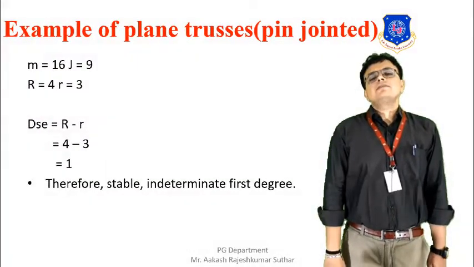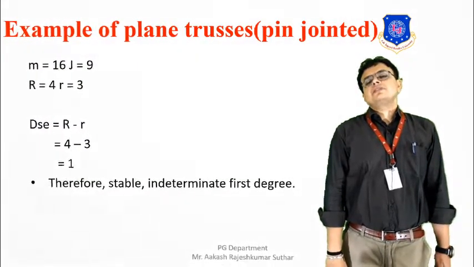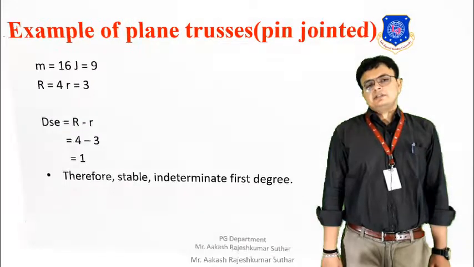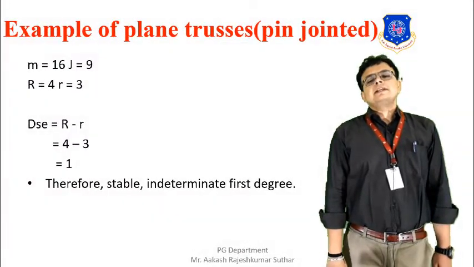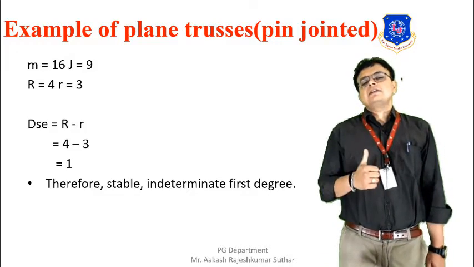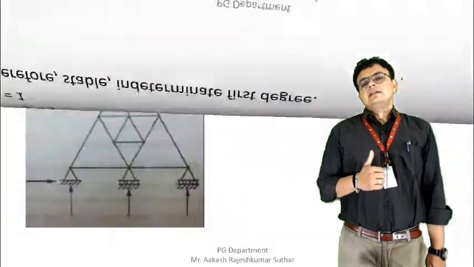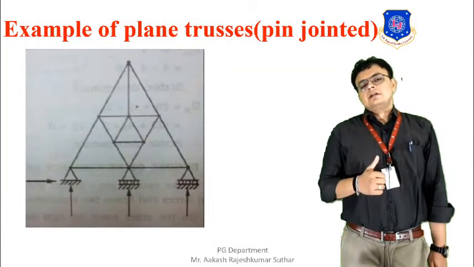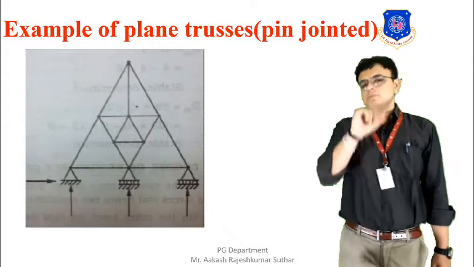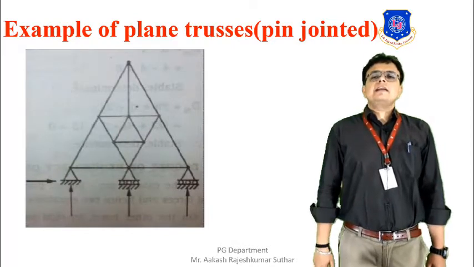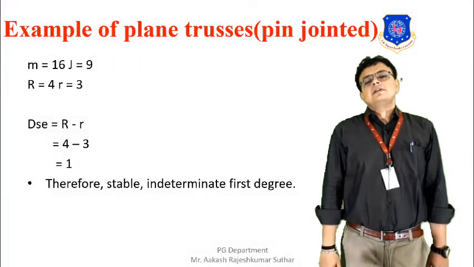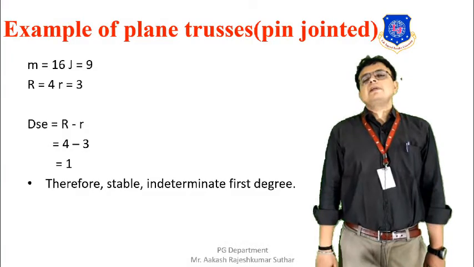Basically, the total number of members from the figure will be equal to 16. You can count from the figure. The number of joints here will be equal to 9. The reactions, capital R, that we get from the figure, will be 4. The pin support gives 2 reactions, and both the rollers give 1 reaction each. So cumulatively we get capital R equal to 4. And the equilibrium equations that are available are 3.